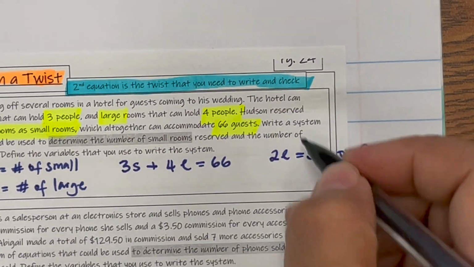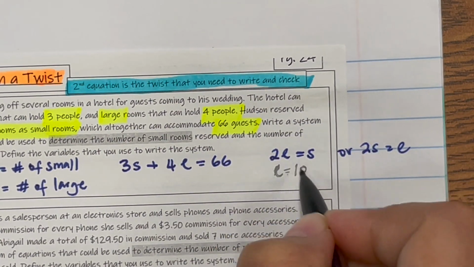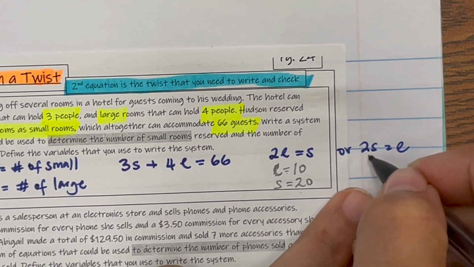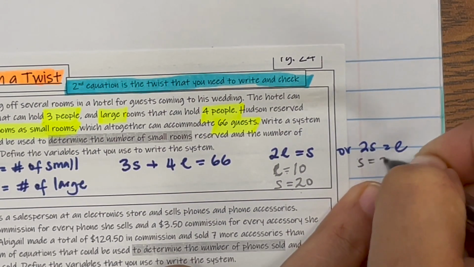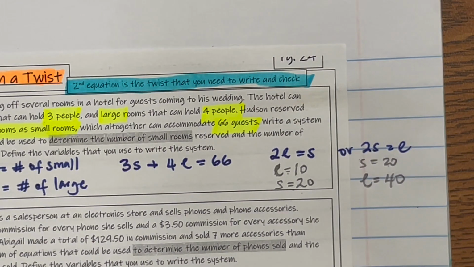Let's say that we have 10 large rooms. I made that up, okay? How many small rooms would I have? So 2 times L, which is 2 times 10, would be 20. So if I had 10, I would have 20 small. I'm going to use the same number. So this time my small rooms is 20. How many large rooms do I have? So 2 times 20 would be what? 40. So these are my two situations.